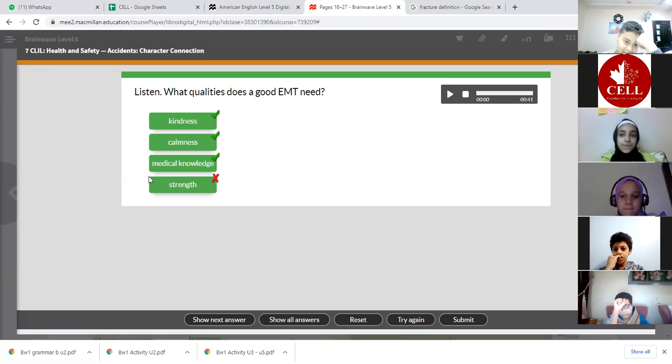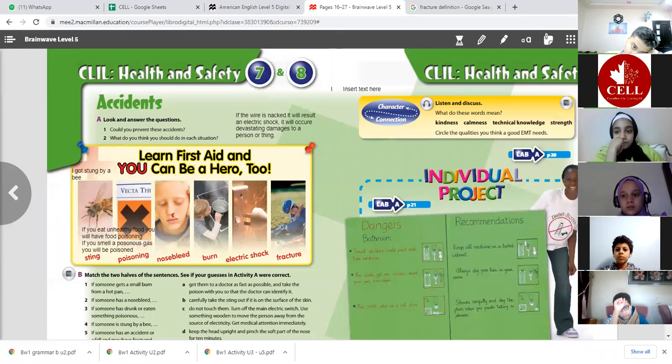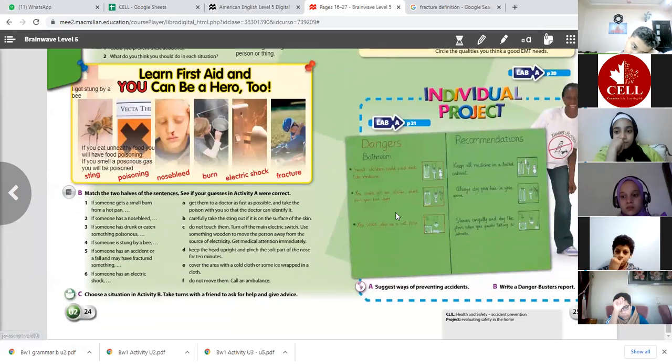You don't need to have muscles to work as an EMT. You can be a petite person. You don't need to go to the gym and pick up 200 kilo dumbbells or have a six-pack to work as an EMT. All you need is medical knowledge, information about medicine, and to be calm to control yourself and everyone around you, because in emergencies people get very scared and confused, and you need to be kind to calm the person beside you down.